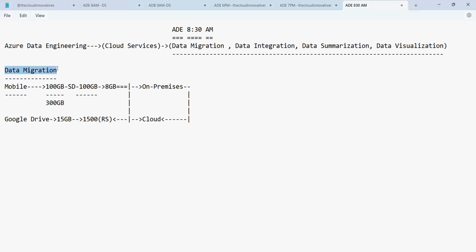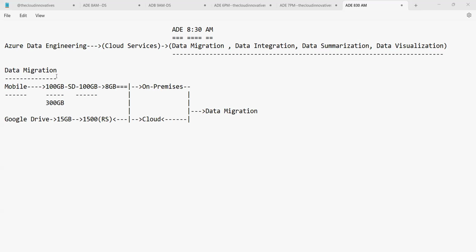The process of data migration. So whenever we move the data from the on-premises to the cloud environment, this is called the data migration process.